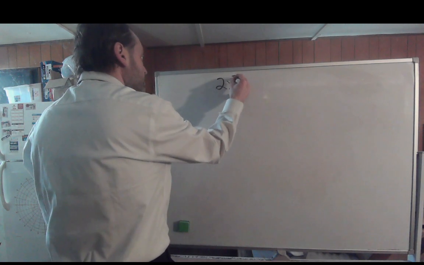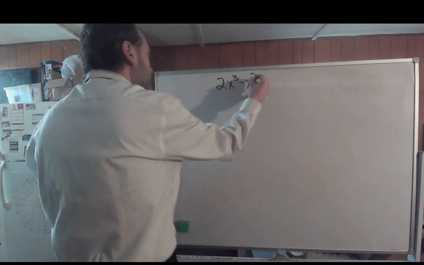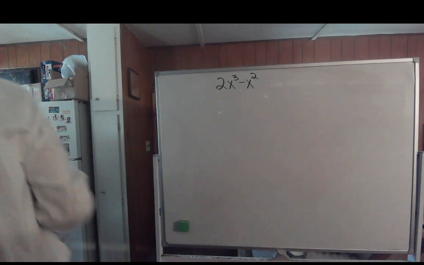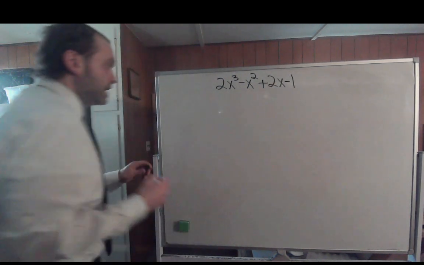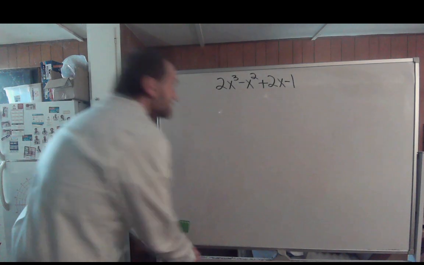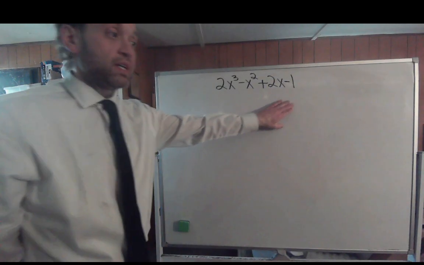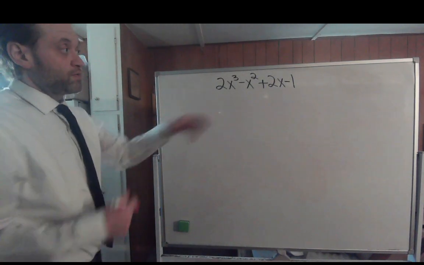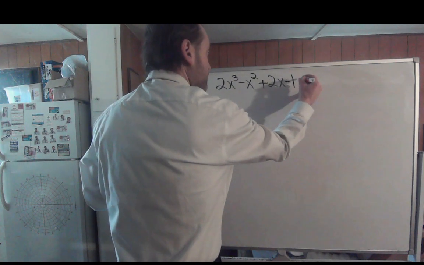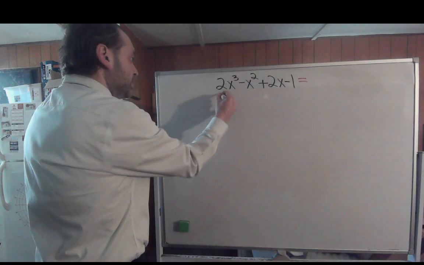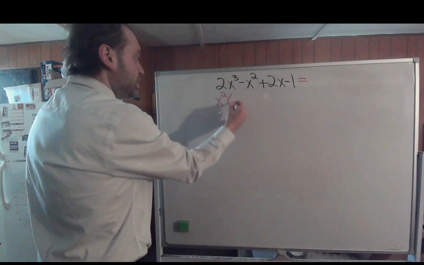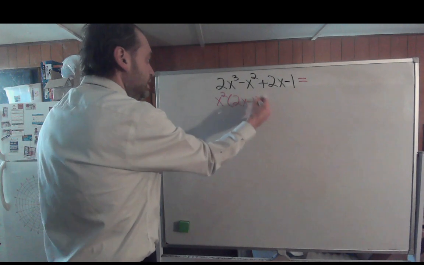Two more. Let's see, 2x to the third minus x squared plus 2x minus 1. Okay, well, so we're given 2x to the third minus x squared plus 2x minus 1. Well, look at your first two terms. Between 2x to the third and negative x squared, what do they have in common? They have an x squared in common, right? So you'll have an x squared times the quantity of 2x minus 1.